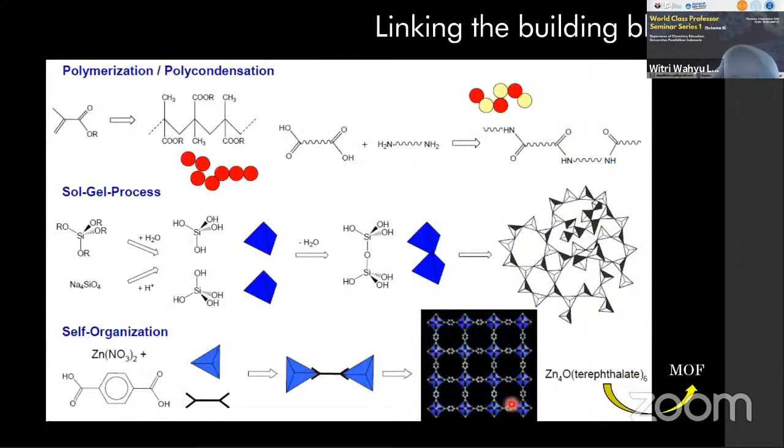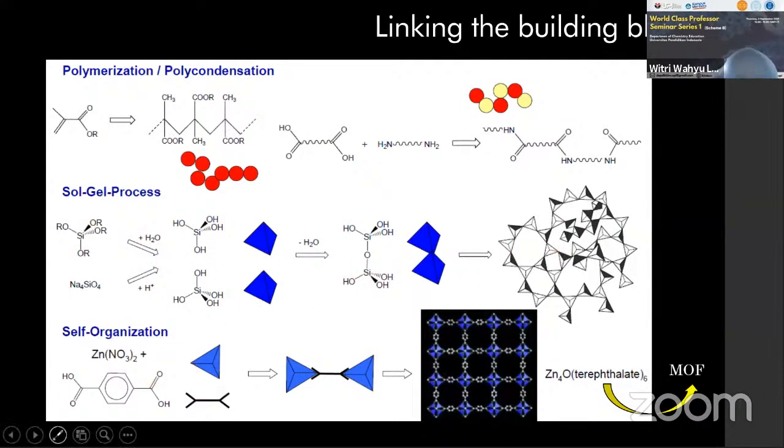And here you can see some processes for linking the building blocks, like polymerization or polycondensation. We can see the polyester, for example, and through polycondensation we can have many building blocks, releasing water, for example. Based on these processes, we can also build up silica material based on polymer.